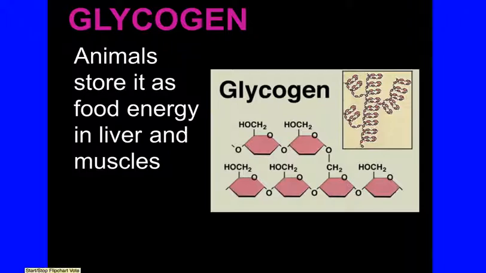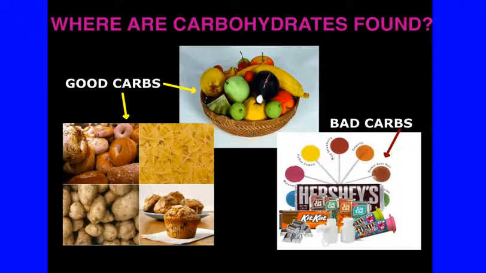Glycogen is a type of carbohydrate that animals store for energy in liver and muscles. All right, so carbohydrates can be found in all of these different kinds of foods. These are good carbs, what we would really want to consume a lot of: fruits and vegetables, breads, pastas, potatoes. These are what we call bad carbs, because these are just pure sugar. So candy and chocolates and things like that are, although they're carbohydrates, really not good for us.